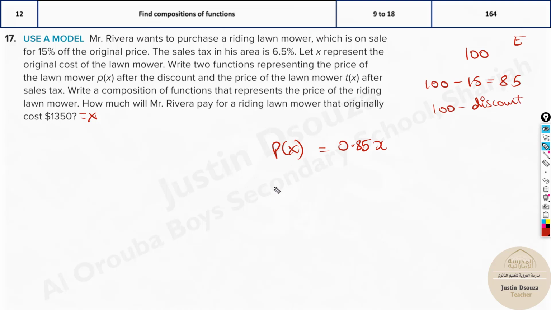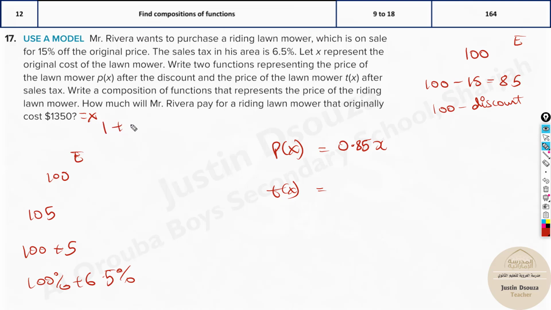Now, what about the tax, T of X? Now, tax is something that's added. Now, imagine it's 100 dirhams, okay? Again, 100 dirhams electronics, but you have to pay a tax of, say, 5%. Then, if it is 5%, 100's 5% is 5 dirhams, so it'll be 105 dirhams. What happens is for 100, you add that 5. Now, over here also for 100%, if you add 6.5%, how much is it? Now it's all in percent, so this will become 1 plus 0.065, because 6.5% is 0.065.